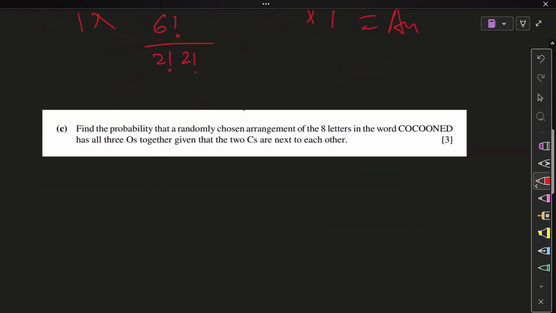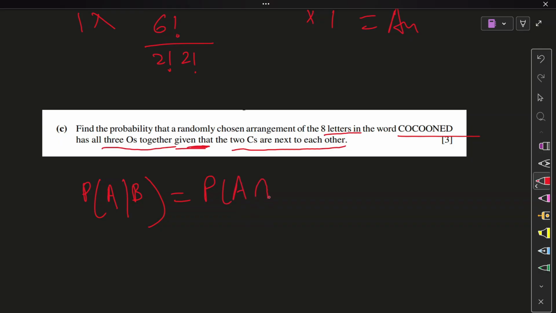Moving to probability. This is a conditional probability question. If you have not studied that concept, I'll just tell you the formula. Find the probability that a randomly chosen arrangement of the 8 letters in the word cocoon has all 3 O's together, given that the 2 C's are next to each other. By the way, whenever you need to find a conditional probability, P(A given B), a straight line meaning 'given that', equals the probability of A intersection B, which means A and B occurring together, divided by the probability of only event B. That's the formula we're going to use.